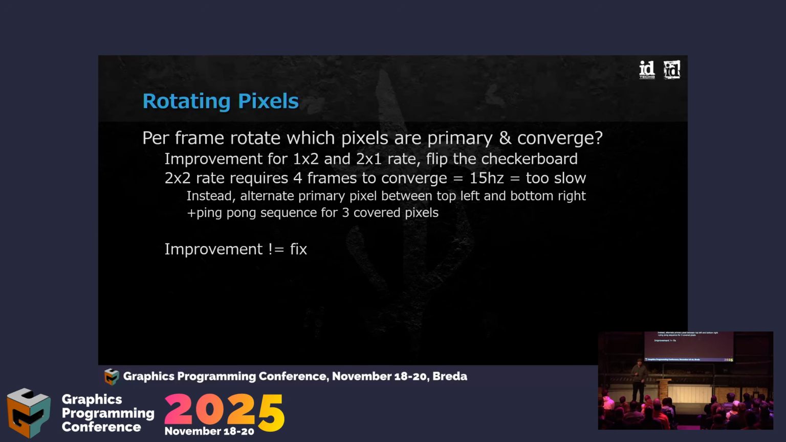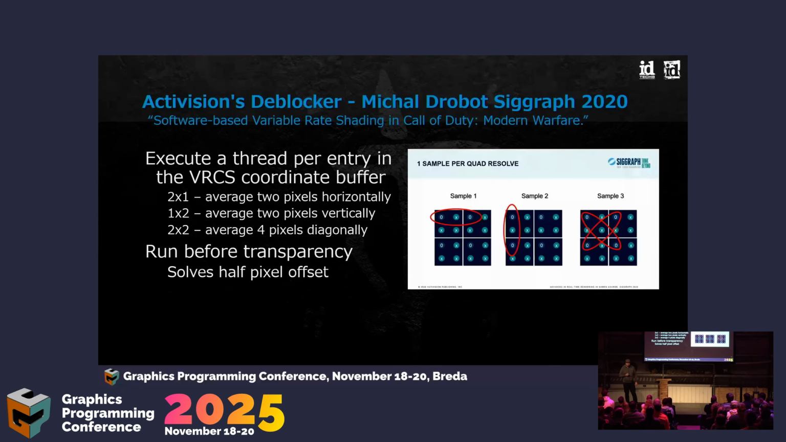rotating which pixel is the primary pixel per frame. So for the half rates, this is easy. It's flipping the checkerboard, the effective checkerboard you get. The problem again was the 2x2 rate. It would take 4 frames to go through the cycle. This was too slow, even at 60 hertz. It didn't produce a stable image. So what I ended up shipping was flipping between the top left and the bottom right pixel, unless we had only 3 covered pixels, in which case we have an L shape, and we just ping pong back and forth on the L. That made things better, but it wasn't really a great fix.